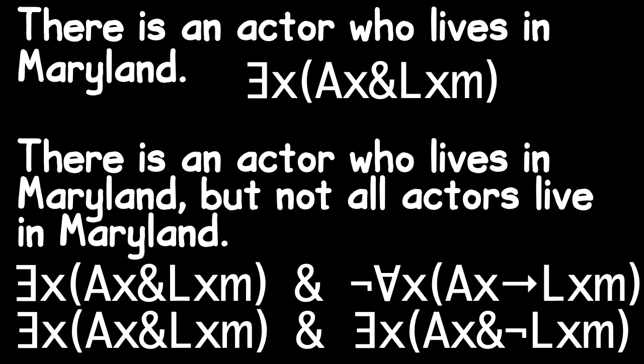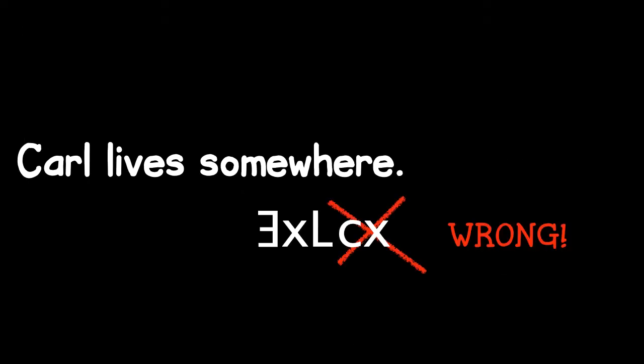If you look at our two sentences from earlier, we can translate them using this symbolization key, and they look similar. There is an actor who lives in Maryland becomes exists x, Ax and Lxm. There's an actor who lives in Maryland, but not all actors live in Maryland. Well, we get two translations again. But what about our third sentence? Carl lives somewhere. It might be tempting to translate it as exists x, Lcx. That says there exists x and Carl lives in x. However, that would be incorrect.